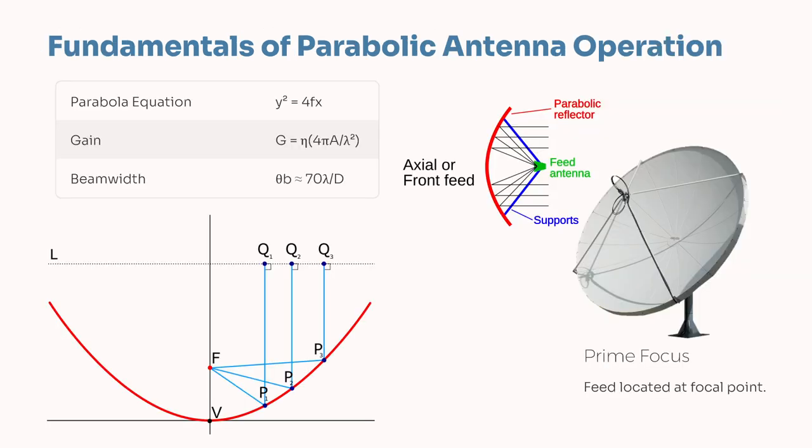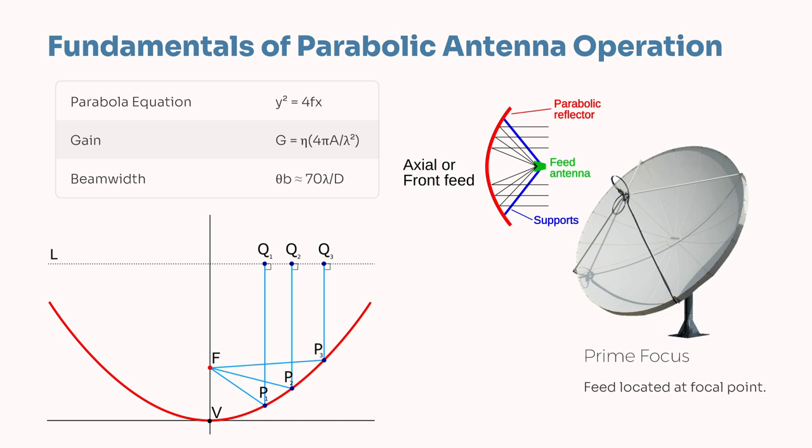Fundamentals of parabolic antenna operation. Parabolic shape. The red curve in the diagram represents a parabolic reflector. The shape of this reflector is defined by the equation y² = 4fx, where f is the focal length. This shape is crucial because it has a unique property. Any parallel rays, like those coming from a distant source, that hit the parabola will reflect toward a single point, known as the focus.